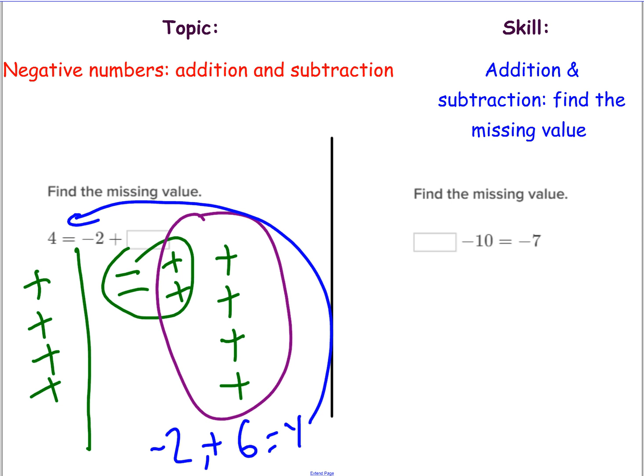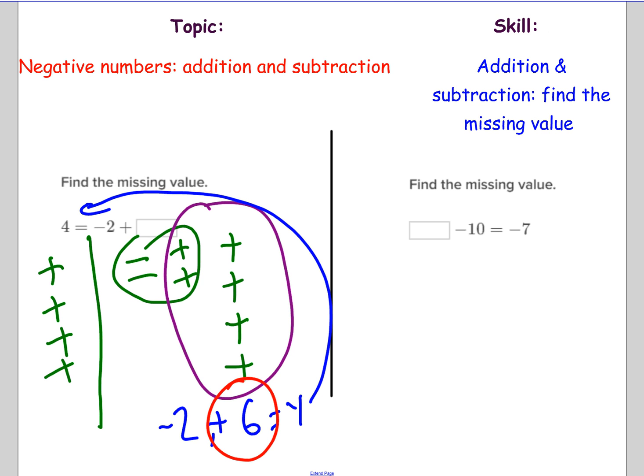So just so we're not lost here, the answer to this question is 6. 6 is the number that goes in this blank. -2 plus 6 is equal to 4. Sorry that's a little sloppy, but I just want to explain that to you. So here's another problem, but I'm going to do it a different way.